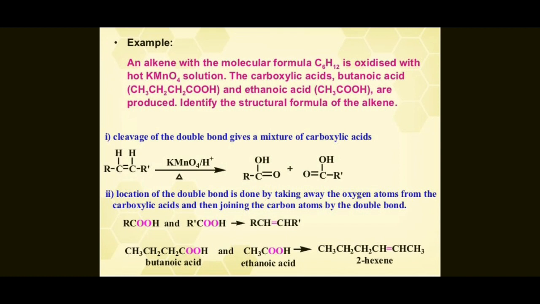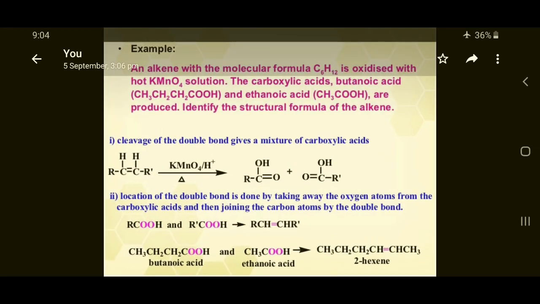So the location of the double bond is found by taking away the oxygen atoms from the carboxylic acids and then joining the carbon atoms by a double bond. So the carboxylic acids are converted back to RCH=CHR'. So butanoic acid with ethanoic acid gives 2-hexene.